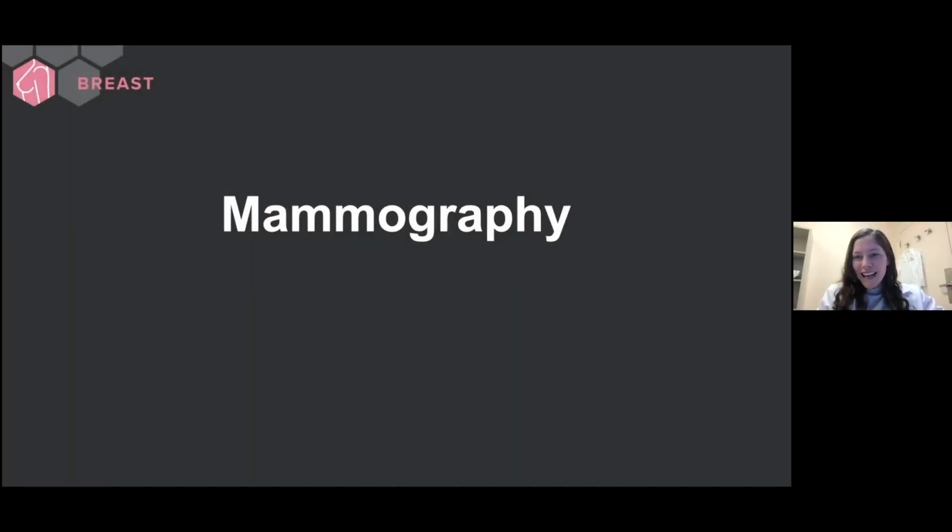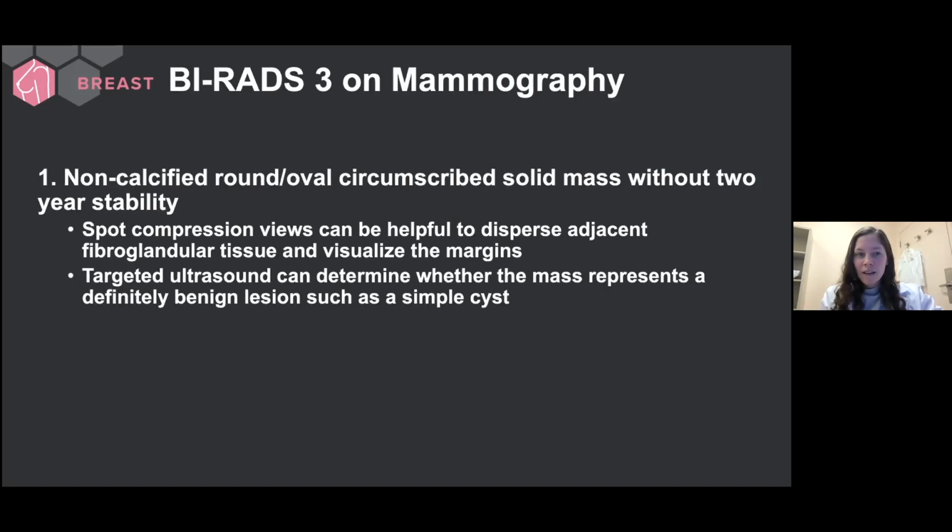Now that we've seen some really great examples of BI-RADS 3 on mammography, I just want to summarize what we've talked about and go over some of the data that supports these indications. So the first indication is a non-calcified round or oval circumscribed solid mass that has not been shown to be stable for at least 2 years.